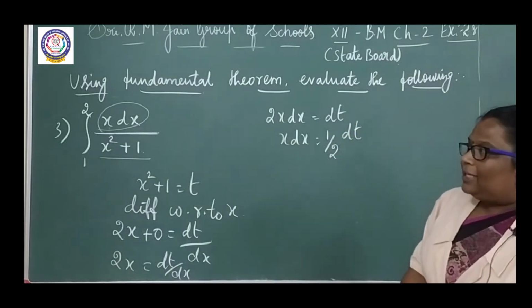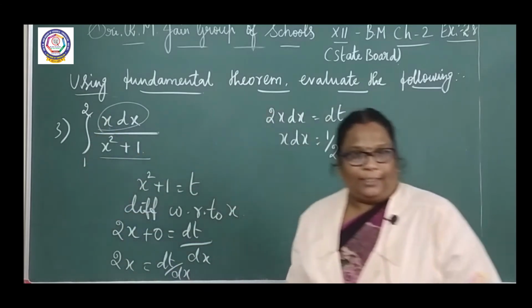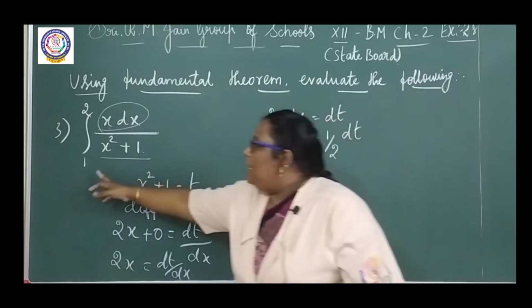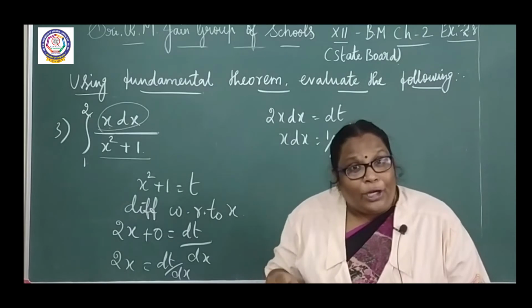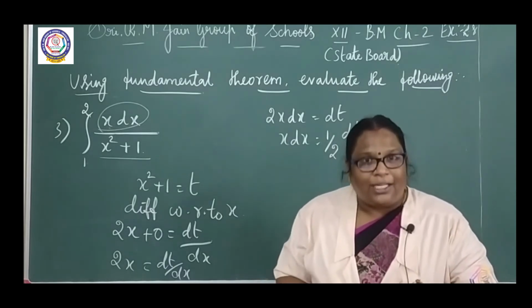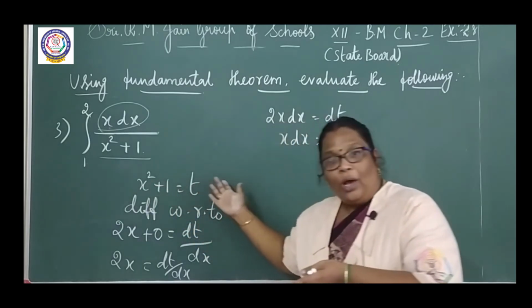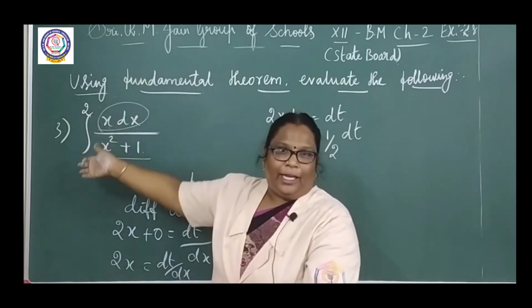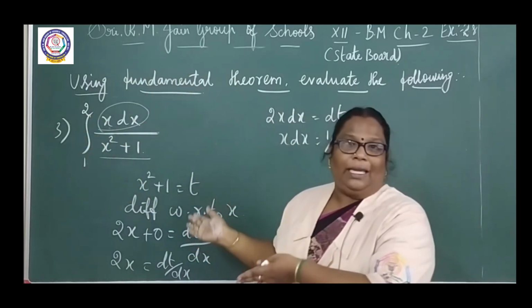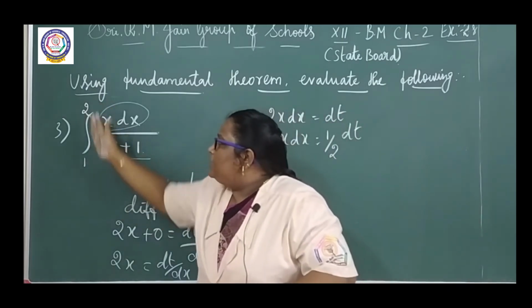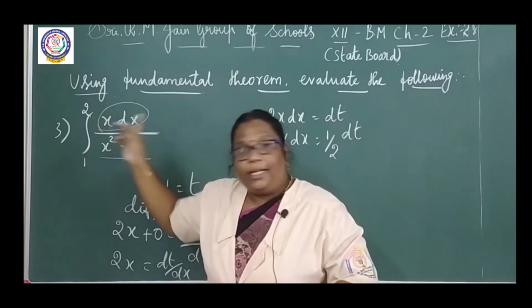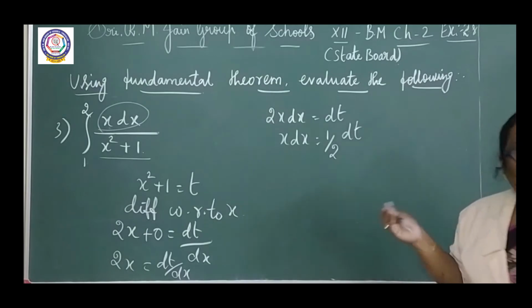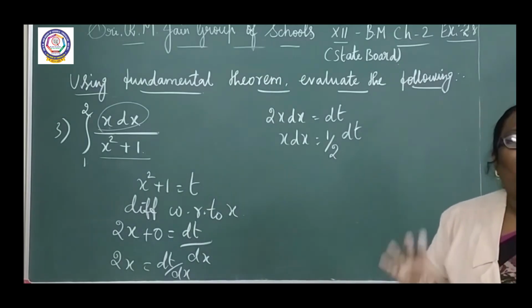Okay, is it clear? See, this is the limit for x, because the sum is given in the form of x. You should find out the limit for t, because we have changed the variable x to t. This is the initial value for x, but you should think of the initial value for t. They have given the limits for x, not for t, but you have changed the total term into t. So you should find out the limit of t.